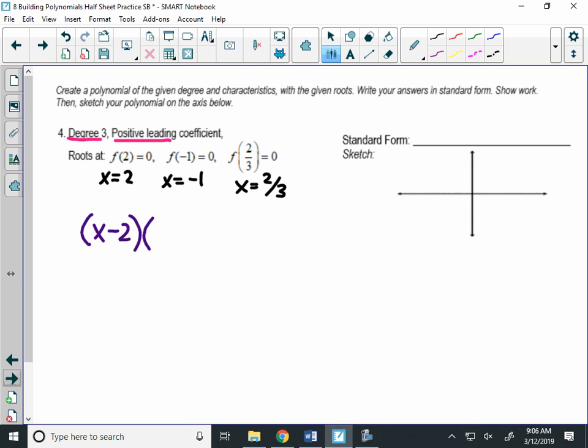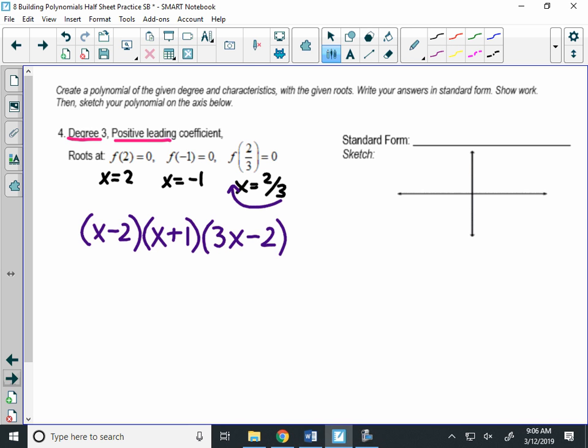The root of negative 1 gets a factor of x plus 1, multiplicity 1. And here, when I have a fraction, remember I slide the 3 up in front of the x, and you take the opposite of the numerator. Those roots all show up one time, so they all have multiplicity 1.